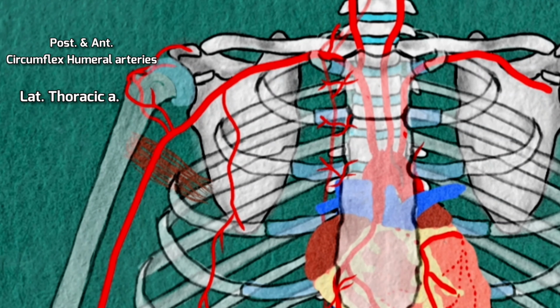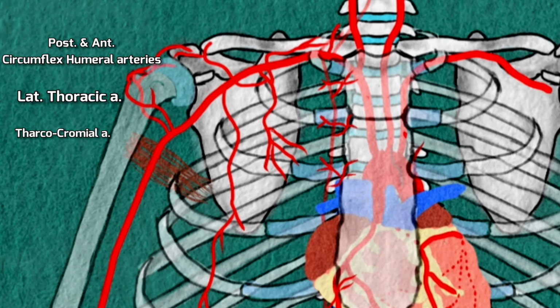Another important branch from the axillary artery is the thoracoacromial artery. It provides several branches, including the pectoral branches, which supply blood to the breast tissue, particularly in the upper and central portion of the breast. It also supplies the pectoral muscles.